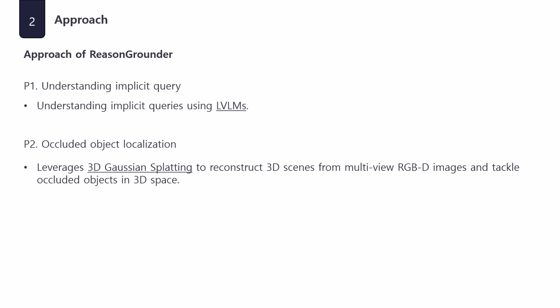to be identified. Second, for occluded object localization, to handle occluded objects, the model first reconstructs the target scene into a 3D representation. It does this using 3D Gaussian splatting based on the provided multi-view RGBD images. Once the 3D scene is reconstructed, the model then approaches the problem of localizing occluded objects within the 3D space.